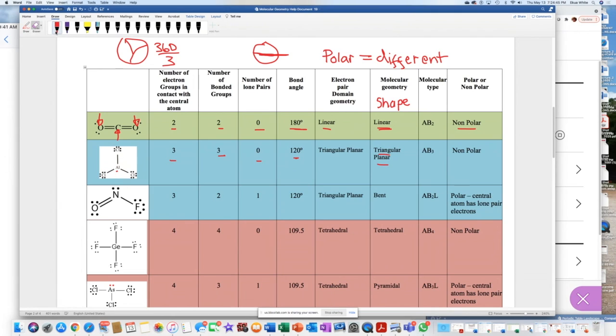Erase this. You have two atoms, so two groups. Don't forget to count the lone pair. Two dots count as a group. So we have three total groups here. Two of them are bonded groups, and then one is a lone pair. You see that? The bond angle, you have two bonds. This is still 120 because it came from this. But this time the name of the shape is called bent.